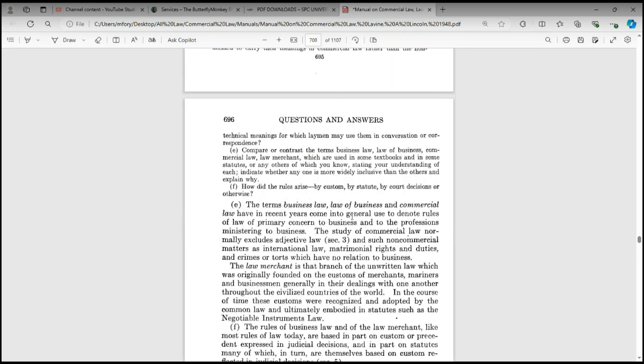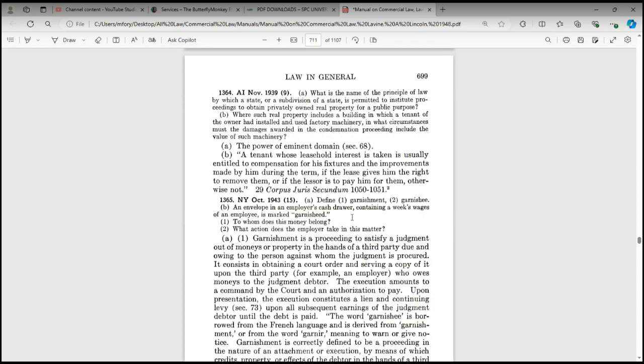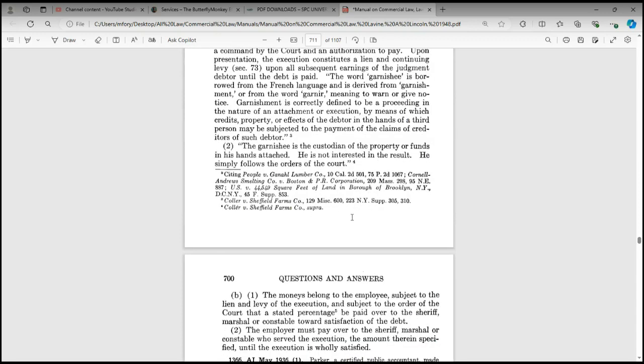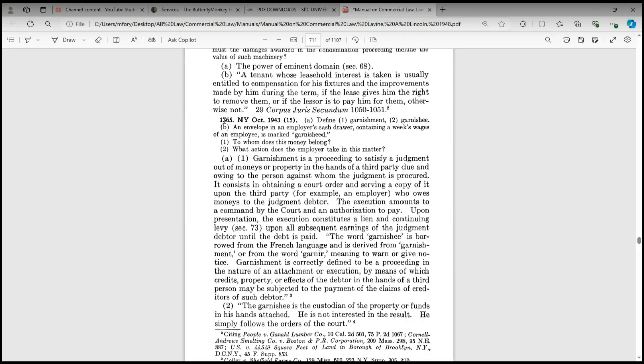1365, right? Oh, looks like a court case. So right here, 1365, this is, I'm guessing, New York, October 1943. I don't know what the 15 stands for. A, define 1, garnishment. 2, garnishee. B, an envelope in an employer's cash drawer containing a week's wages of an employee is marked garnished. Number 1, to whom does the money belong?